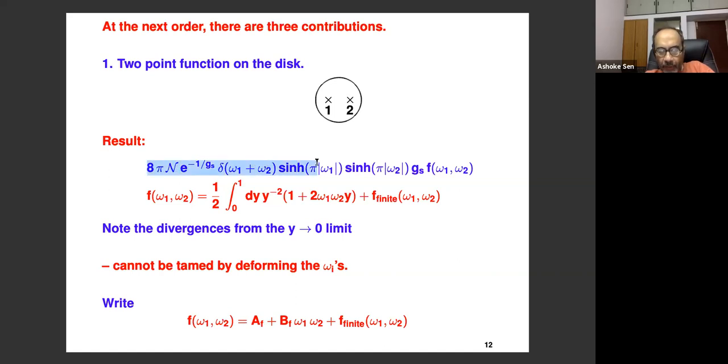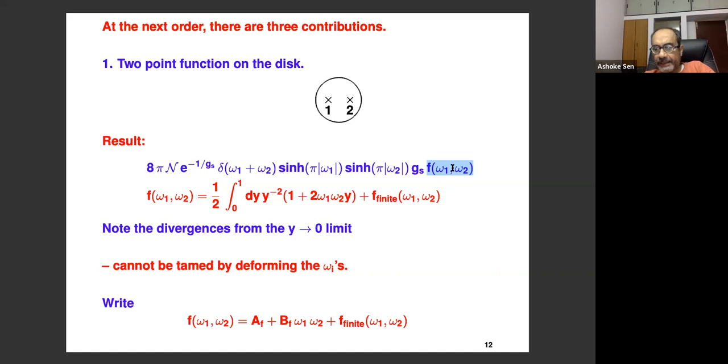The way I have organized this is that this is the leading contribution that we saw in the previous slide, the product of two disk 1-point functions. Then there is an extra factor of g string. This counting you can see as follows: on the disk there's a 1 over g string, and each of these vertex operators carries factors of g string, so that gives you g string squared over g string. So that's this net factor of g string. And then whatever is left, I'm calling this function f of omega 1, omega 2. So what BRY did was to express this f as an integral, not only over this modulus variable y, but also over this Liouville momentum.